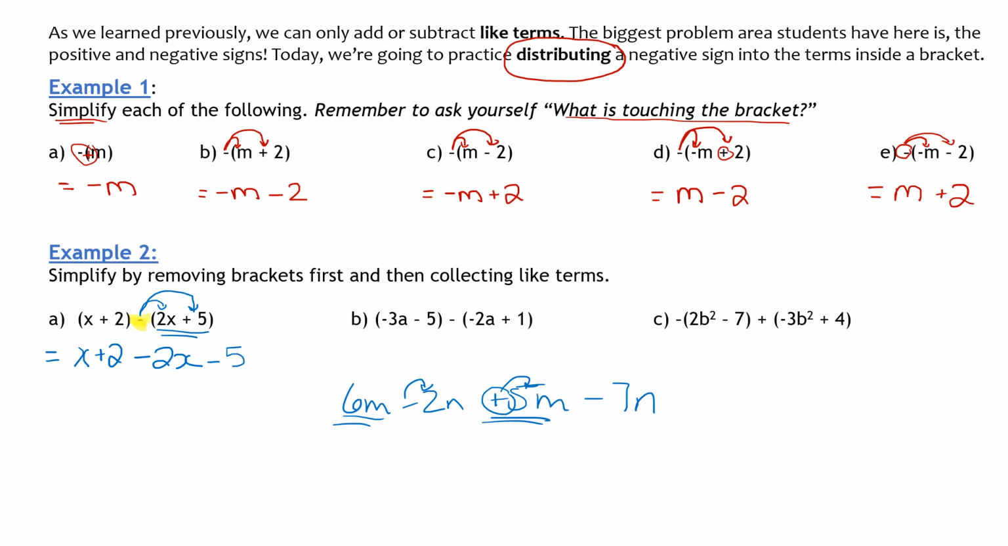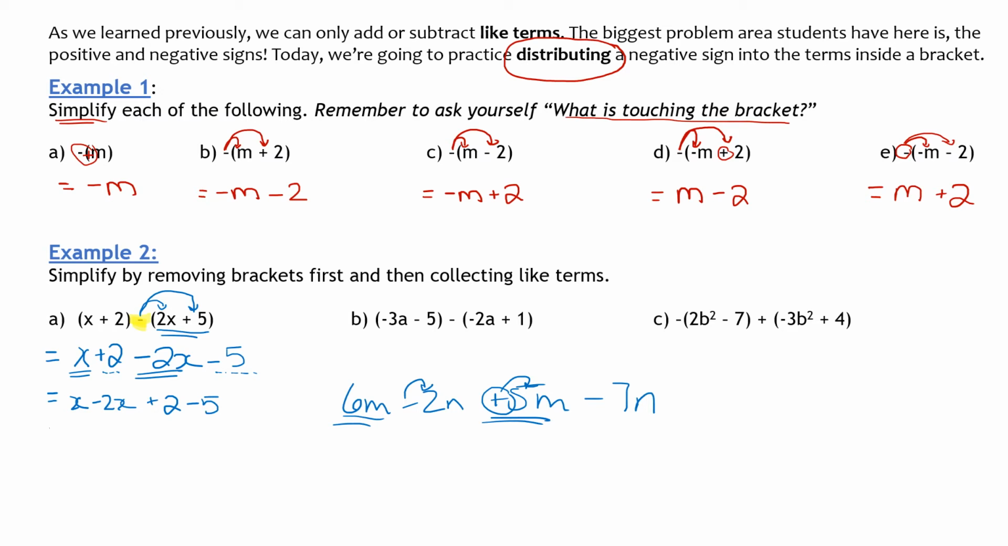So when I look at this line, there are some like terms here. I'm going to collect my letters first, my x's first. Remember, alphabetical order first. So I've got an x and a negative 2x. So that's x minus 2x. And then for my constants, I have a plus 2 and a minus 5. They go together. So plus 2, subtract, minus, take away 5.